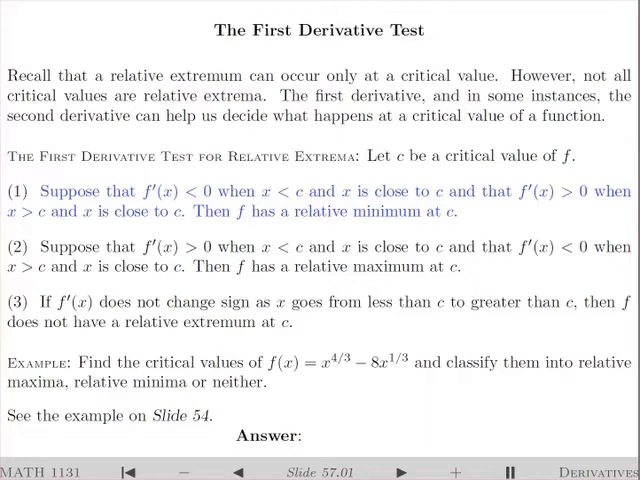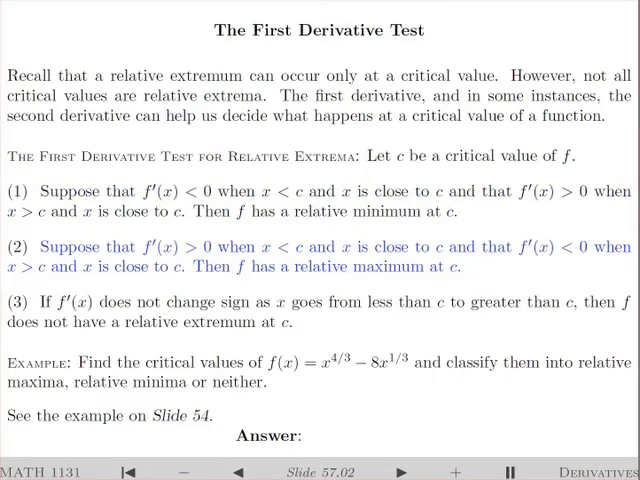If f prime is negative, then f is decreasing, and if f prime is positive, f is increasing. So our assumption says that as we go left to right, f goes down as we approach c from the left, and then goes up as we leave c and proceed further to the right. In other words, first we go down to c, then we go up from c, so c is a relative minimum. If the situation is reversed, then I have a relative maximum.